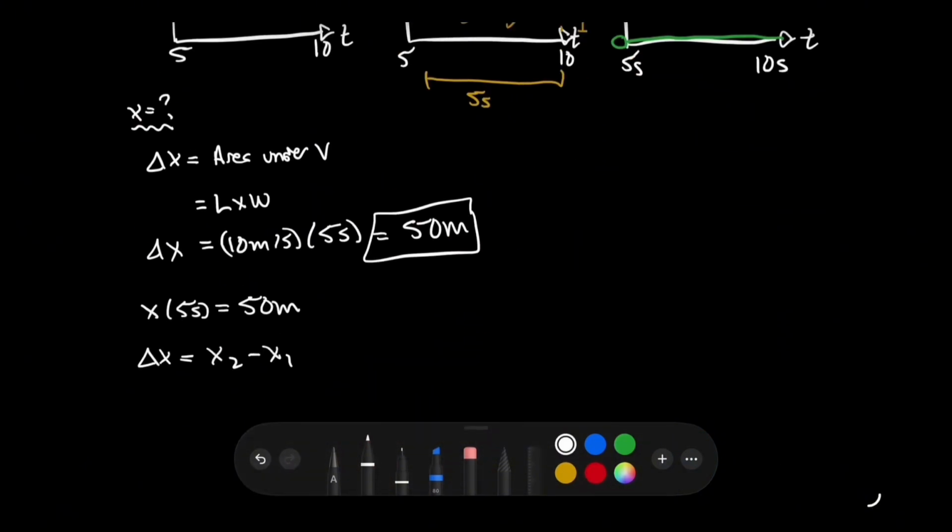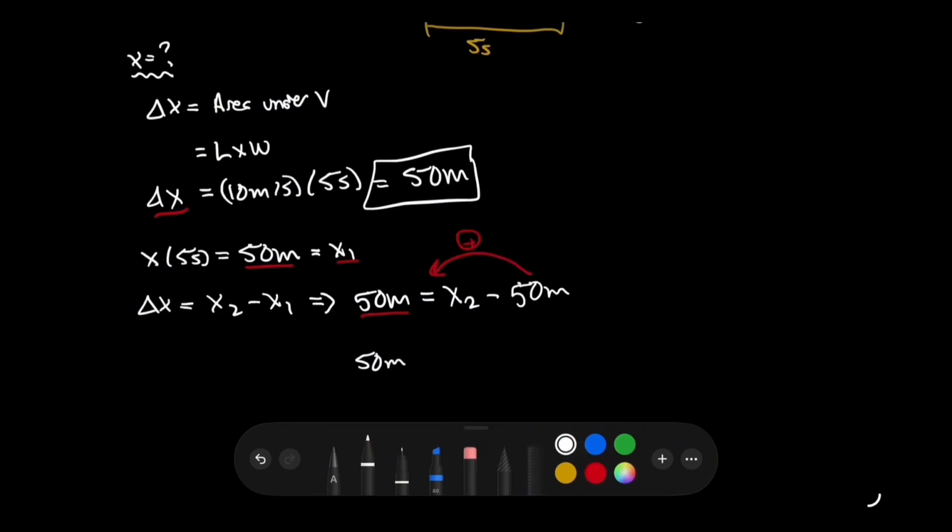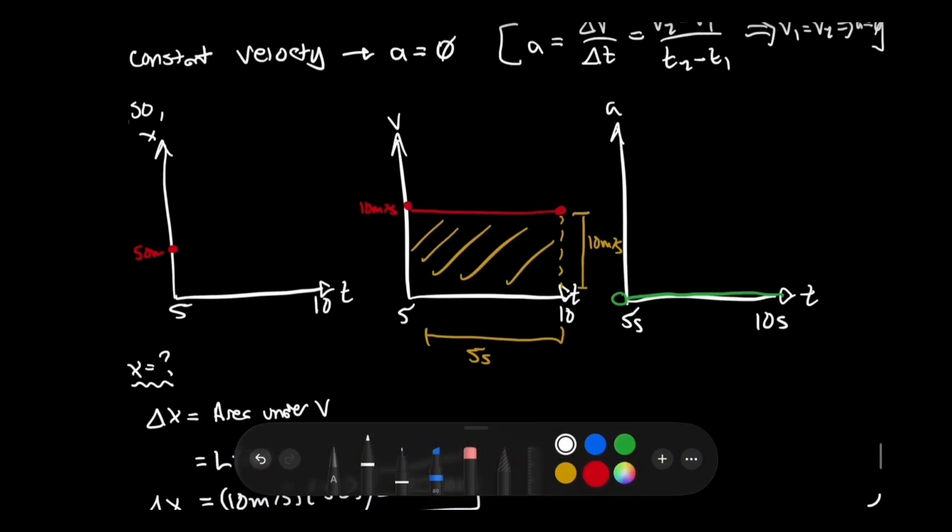If we just use the change in position equal to x2 minus x1, we can find what our final position is by plugging in our values here. And if we do that, we find that the final position is equal to 75 meters. And we can just draw a straight line for this because the velocity is constant this whole time.